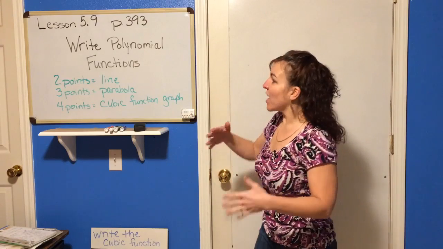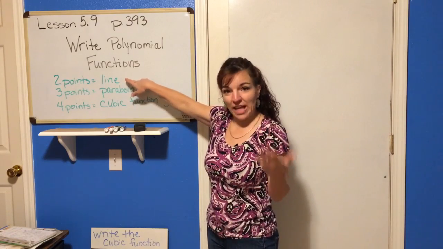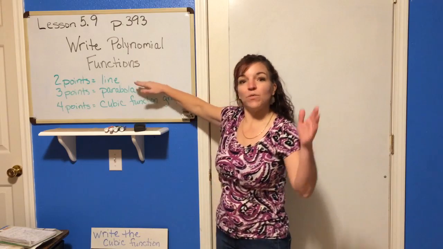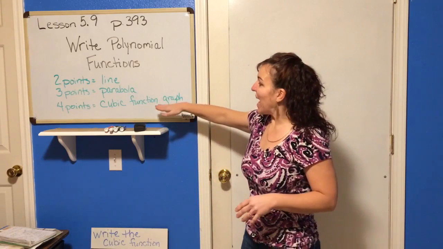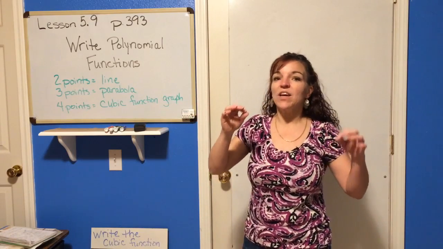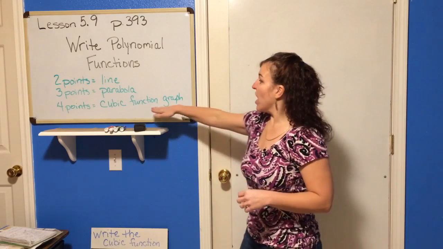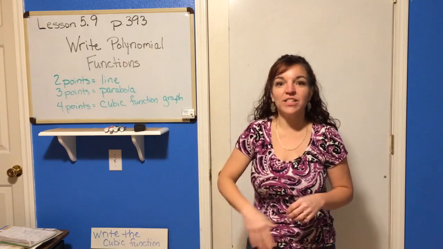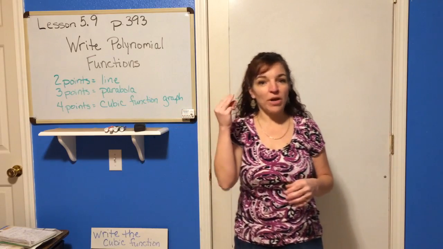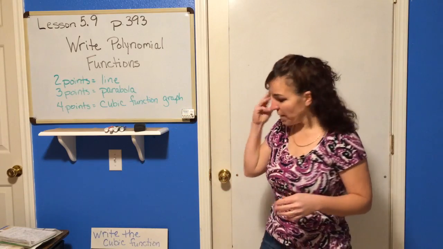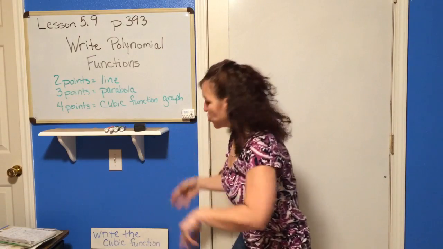And now we've done that with 2 points, and you wrote a line, 3 points, and we drew a parabola. And now if you have 4 points, that will give you the graph of a cubic function. All right, and so the cubic function, remember, has an exponent of 3. So let's just jump right into it.